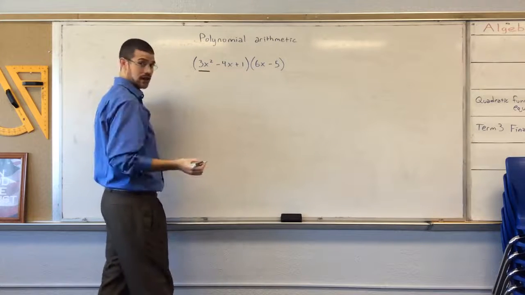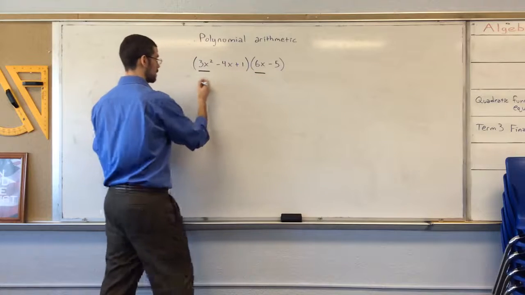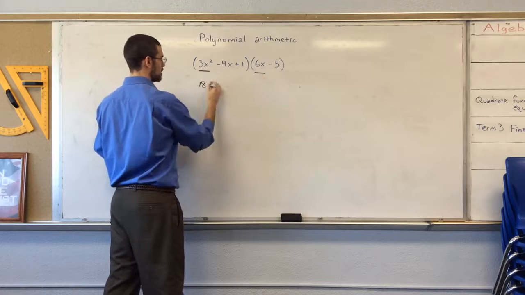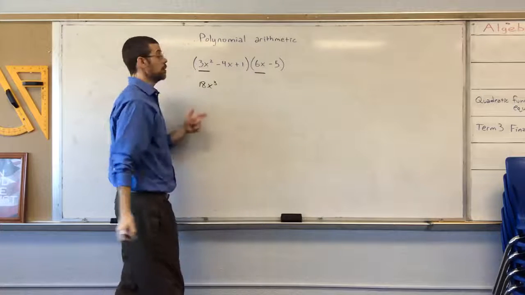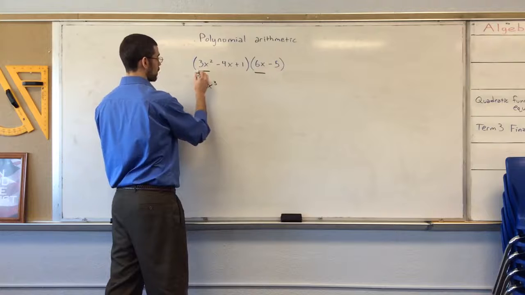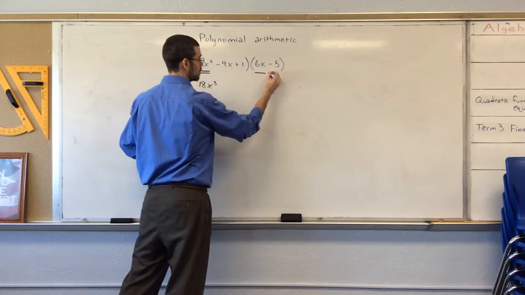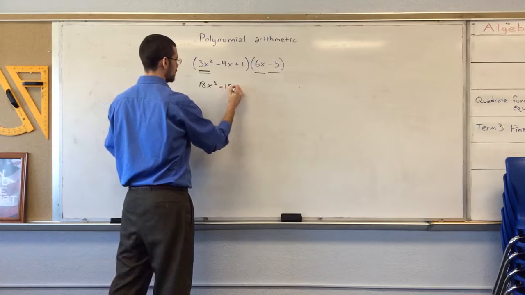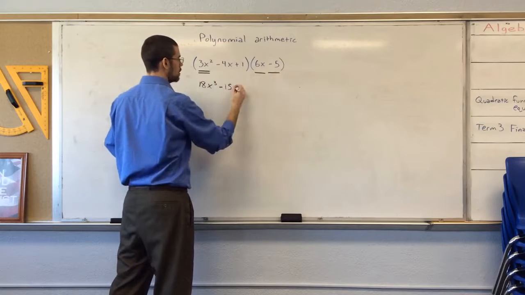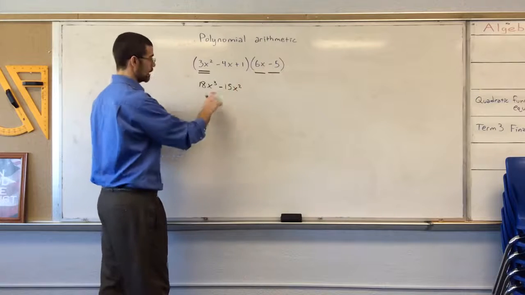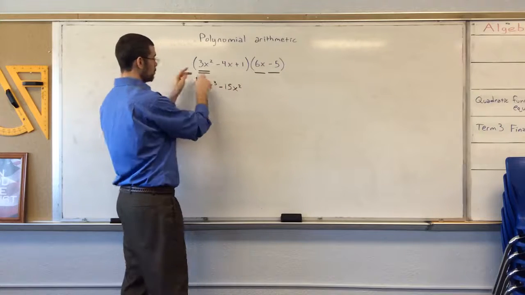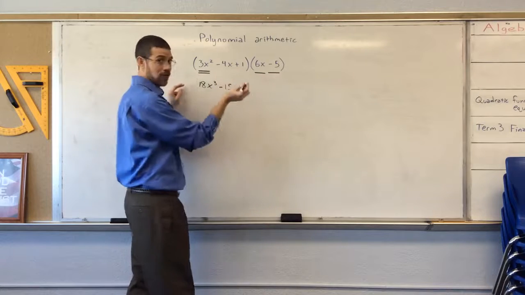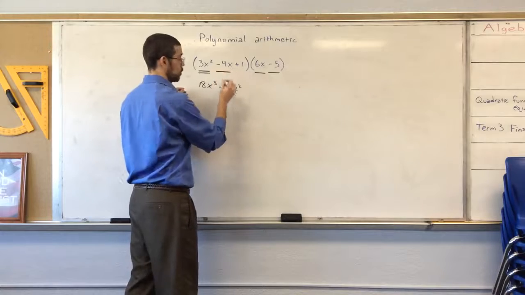I'm going to multiply 3x squared times 6x. 3 times 6 is 18. X squared times x is x cubed. Then I'm going to multiply this first term by my second term, negative 5. 3 times negative 5 is negative 15. X squared is still a factor, so negative 15x squared. Now I'm done with this first monomial because it's been multiplied by both of those. I don't have to come back to it anymore. We're going to go to the next one.